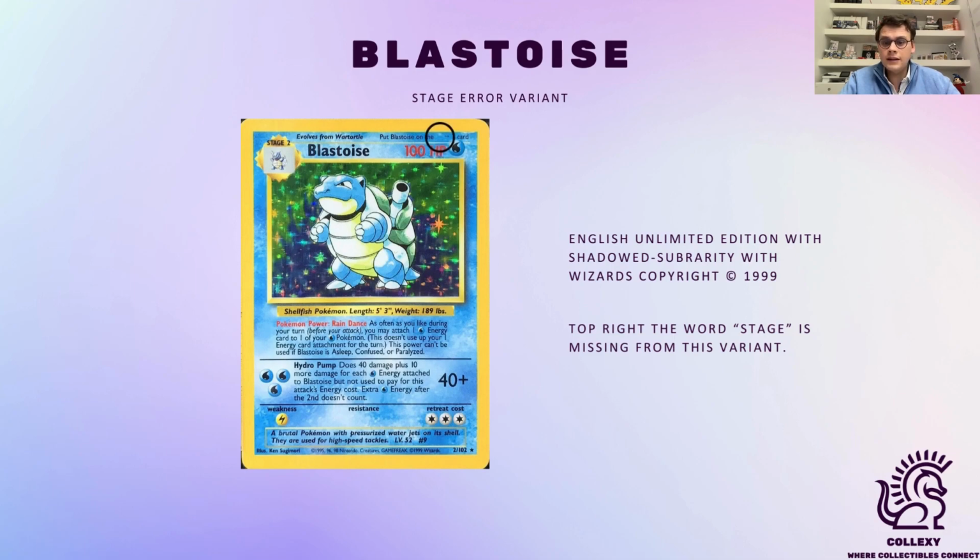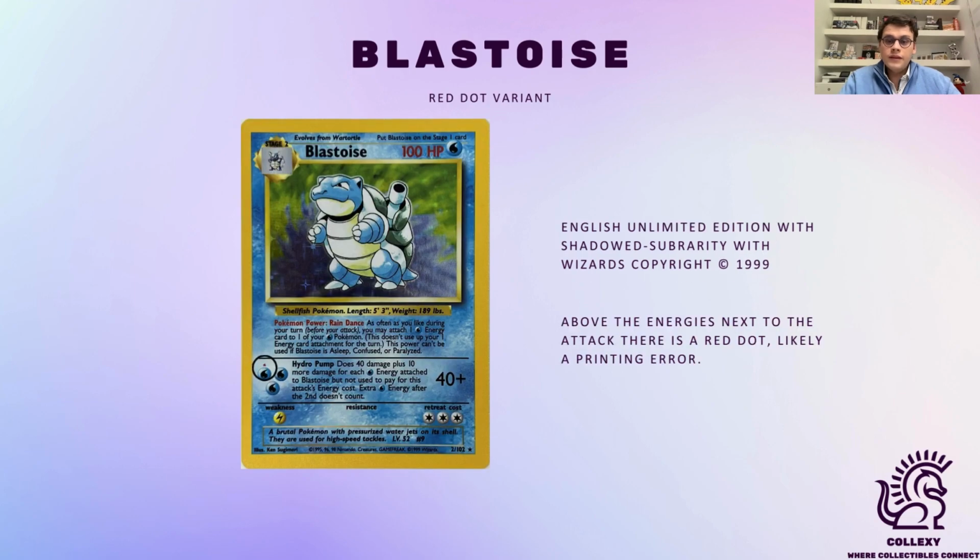of 1999. This is another variant of Blastoise and the last extra variant that will be of relevance in this video, which is also exactly the same as an English Unlimited Edition with the Shadowed subrarity and the copyright year of Wizards of the Coast of 1999. However, here, next to the attack Hydro Pump of Blastoise, you can see on top of the energies that are needed to execute this attack, there is a red dot. This is a printing error that is probably the result of a printing defect.